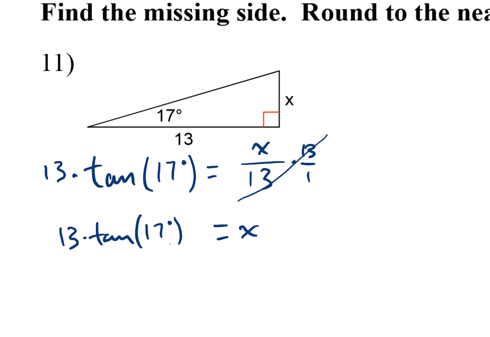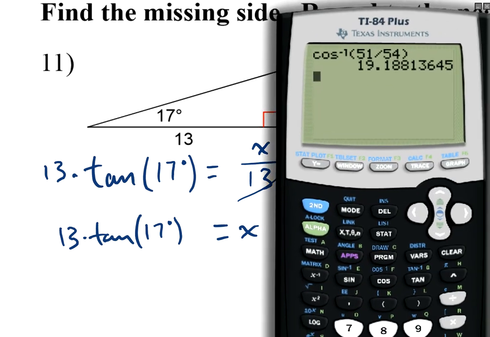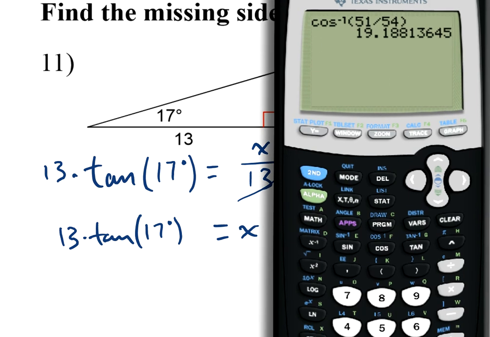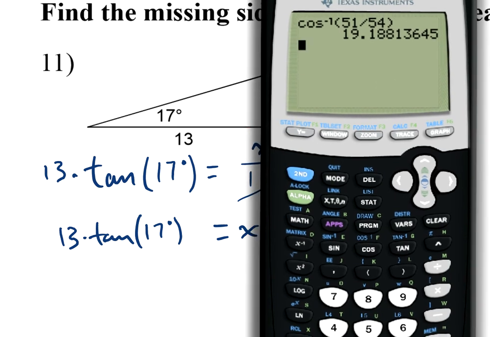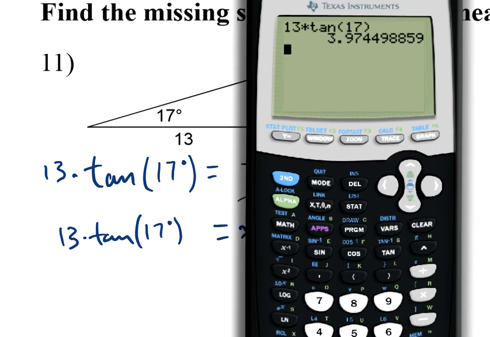Well, I'm ready to go. This time I'm not going to use the inverse tangent because I know what the angle is at 17 degrees. I'm just going to use the tangent ratio. So I'm going to enter 13 times the tangent of 17 degrees and press enter. And it says to round to the nearest tenth.